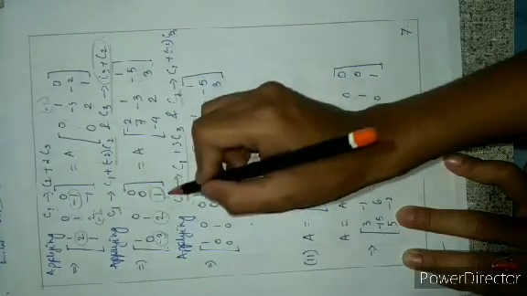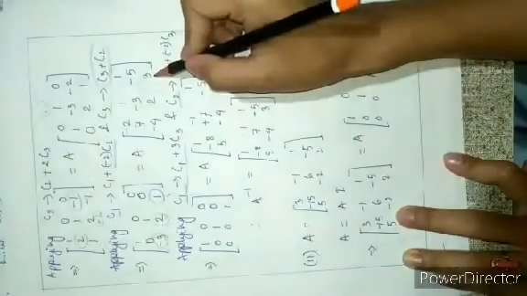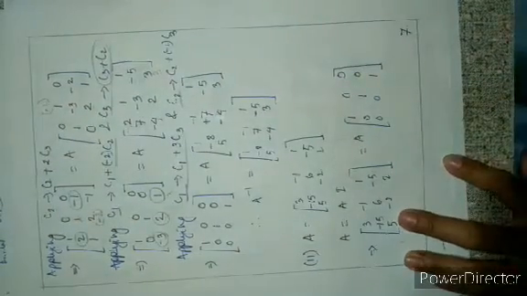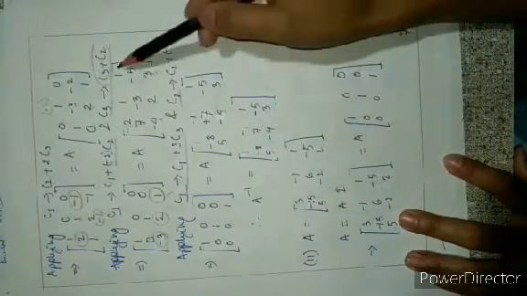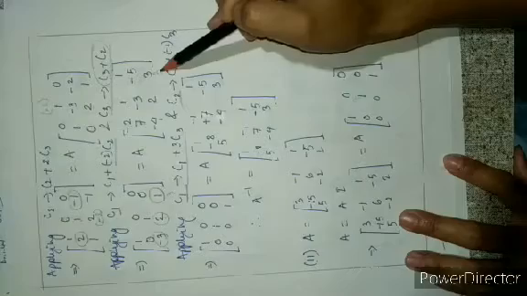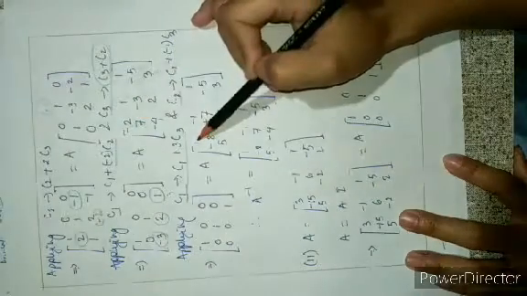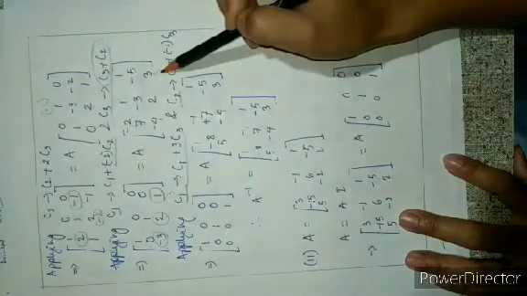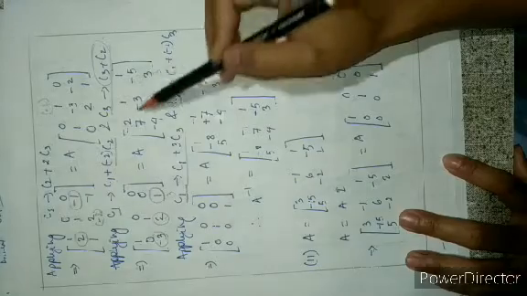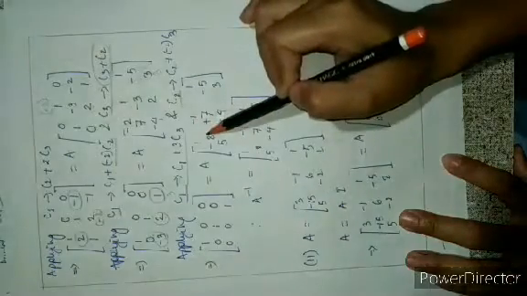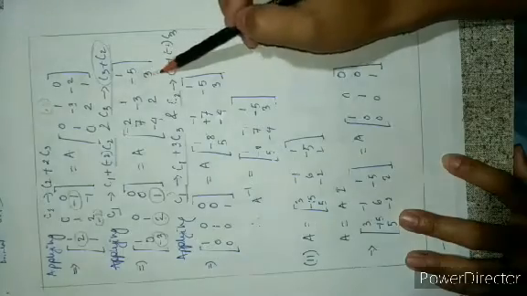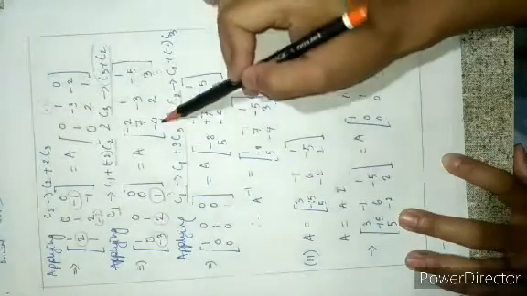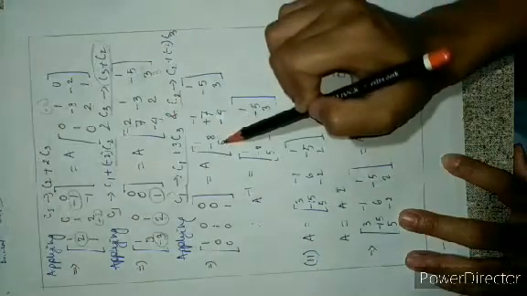Multiply by 3: 0 into 3 is 0, 1 into 3 is 3, minus 2. 1 into 3 is 3, minus 5 into 3 is minus 15 plus 7 is equal to minus 8. 3 plus 3 is 9. 9 plus minus 4 is equal to plus 5.